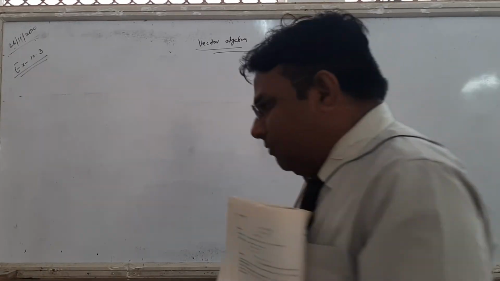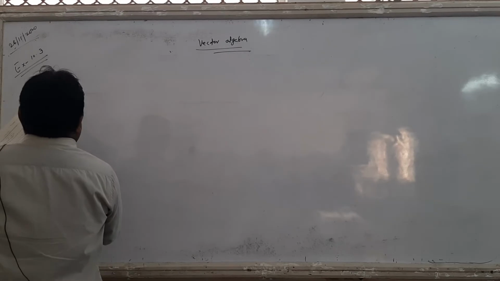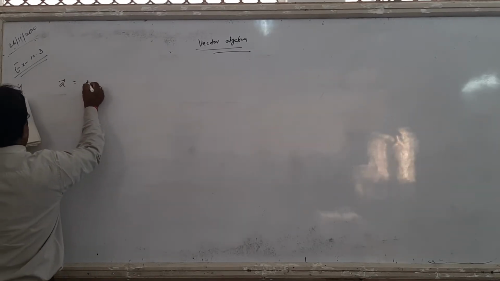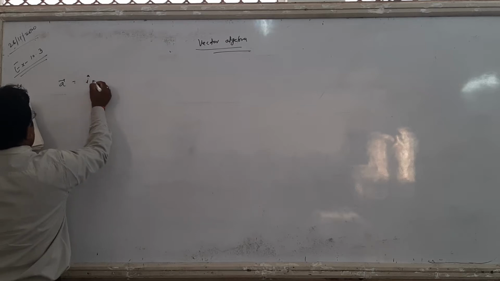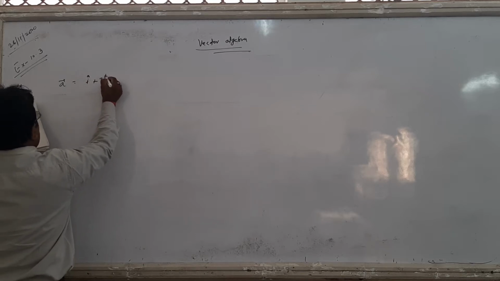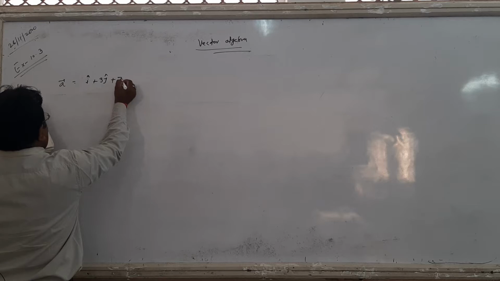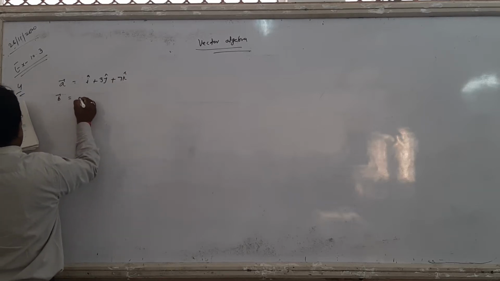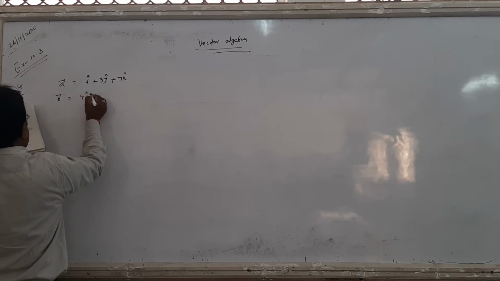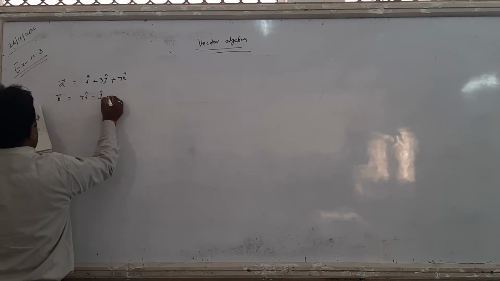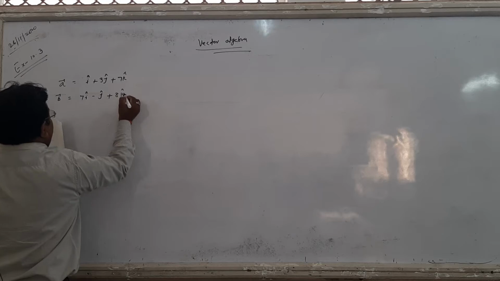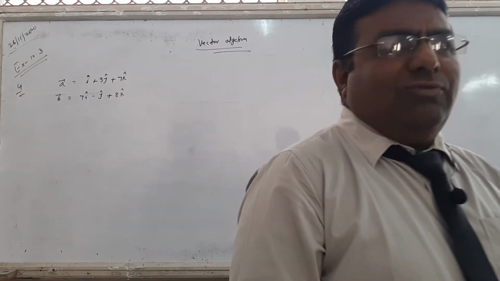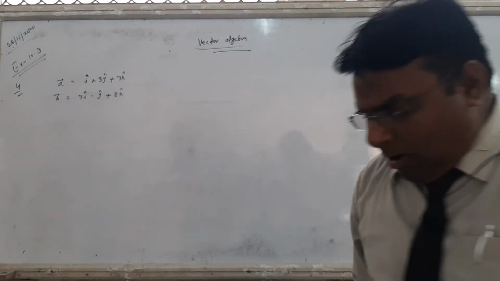Now, vector A is given and vector B is given. In question number 4, vector A is i cap plus 3j cap plus 7k cap, and vector B is 7i cap minus j cap plus 8k cap. Find the projection of vector A on vector B. Now look here, students, what is the projection?